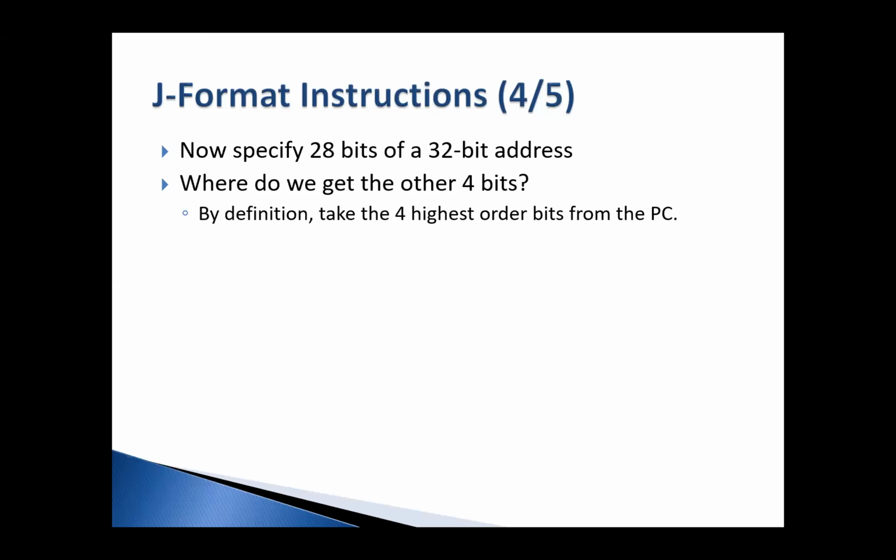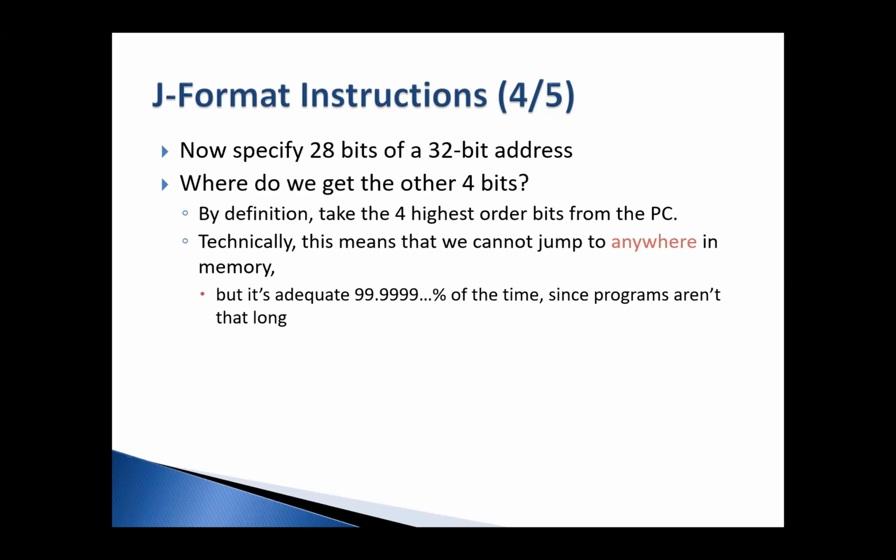Okay. So now we know how we can encode the J format. Again, it doesn't really allow us to jump to anywhere anymore because we can only jump at most 28 bits apart. But that's good enough because most programs won't need us to jump that far. Think about 2 to the power of 28, it is really big. And as long as your program is less than 256 megabytes, you should be fine. So don't worry about that, okay?